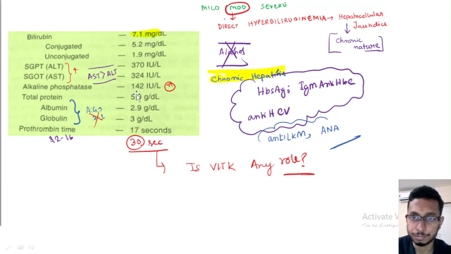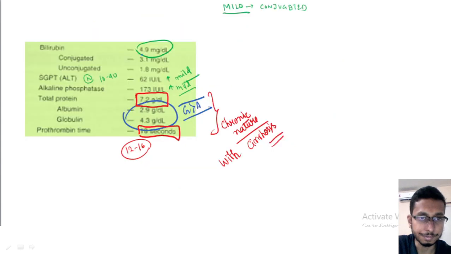Because AST was more than ALT. But in this case, you can see that ALT and ALP are mildly raised. That is, there are not enough cells in the liver to produce ALT. So it has gone to the cirrhotic stage already.